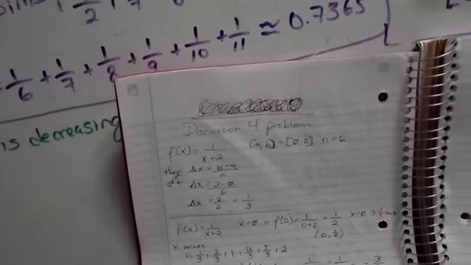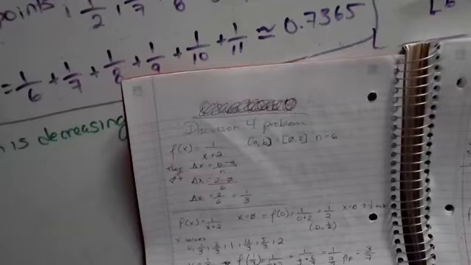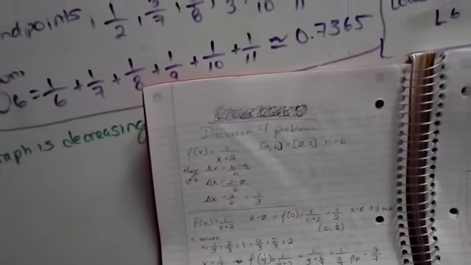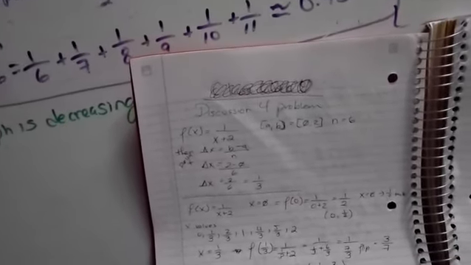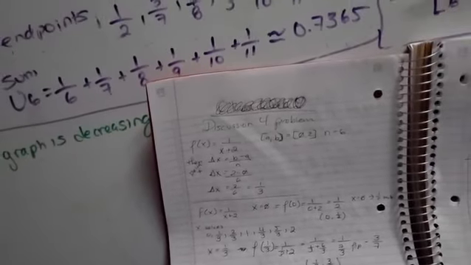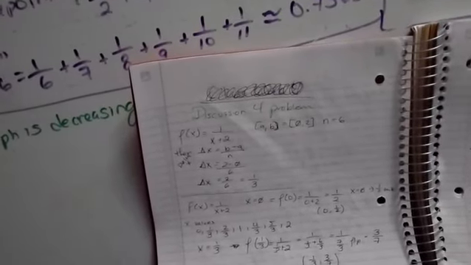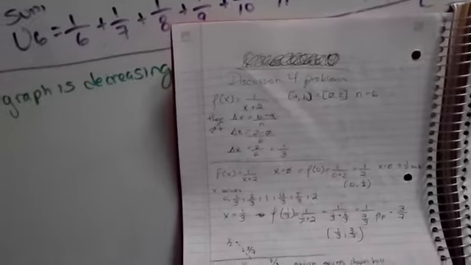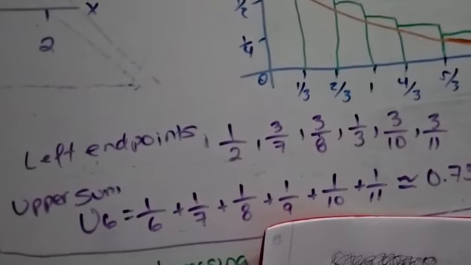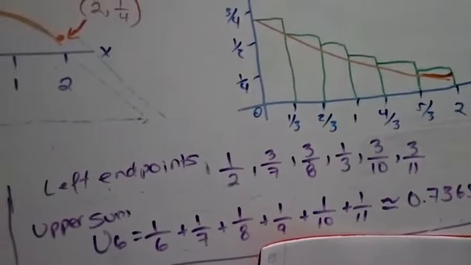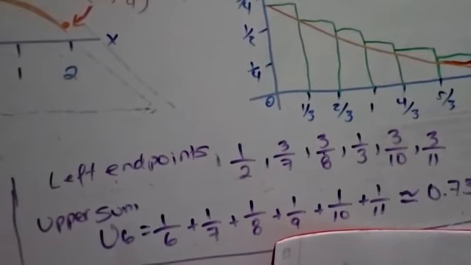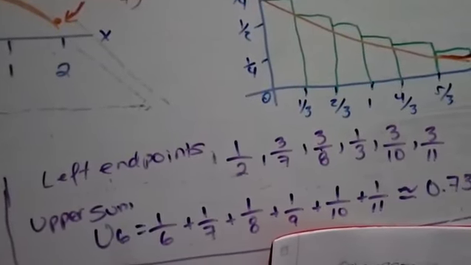Now I need to decide which side of my rectangles to use. Since my graph is going downhill, the left side of each rectangle is taller. Since I want the upper sum, I want the taller side, so I'm using my left endpoints. My left endpoints are 0, 1/3, 2/3, 1, 4/3, and 5/3.